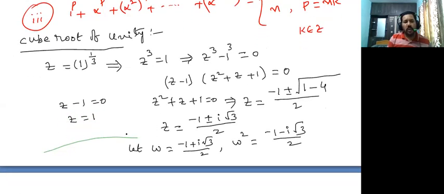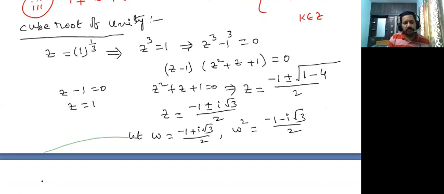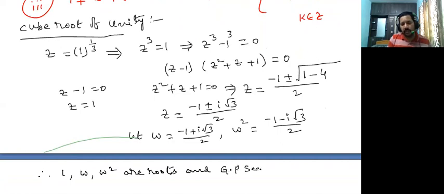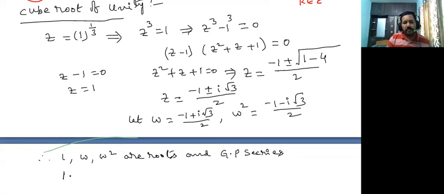Now finally, what are the roots of cube root of unity? Therefore, 1, omega, omega square are the roots, and these are in GP series only. Already we know that the sum of nth roots of unity is 0, right? The sum of cube roots of unity is also 0 only. Okay. Product of cube roots of unity.